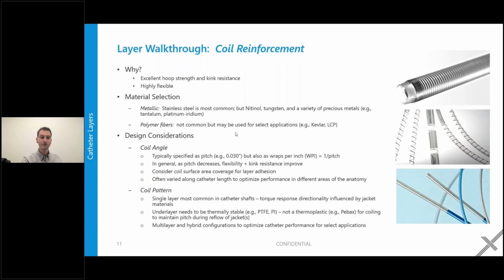You do need to consider surface area coverage for coil, just like for braid. Again, don't like to go above 70%. And honestly, with coil, you probably want to stay even a little bit lower than that. And then typically you're going to see the coil pitch along the length change to change the performance within specific segments that are going to be passing through specific parts of the anatomy.